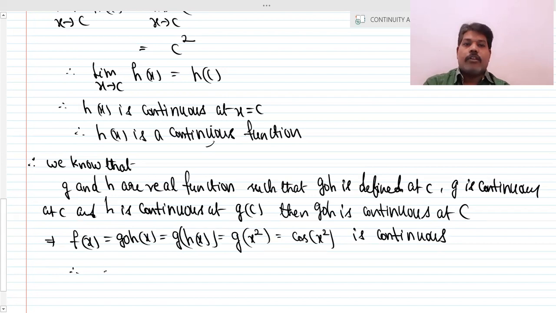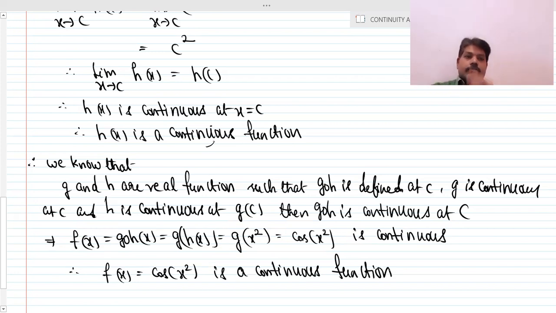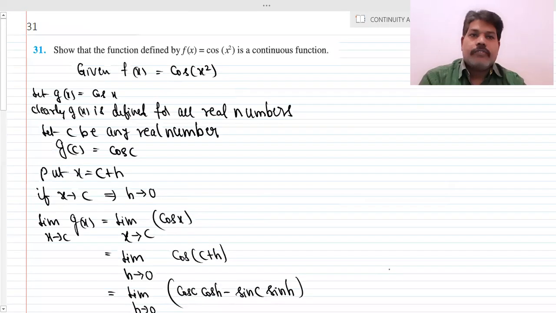So therefore f of x is equal to cos of x square. Cos of x square is a continuous function. So see that question, students. So what is that one? First they are given that f of x is equal to cos of x square.